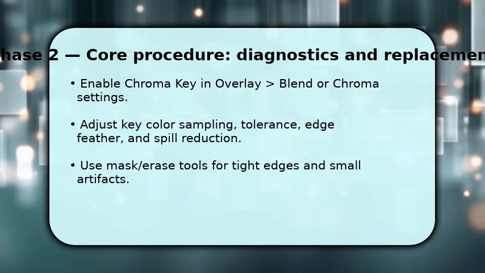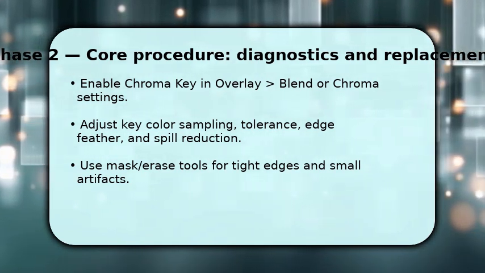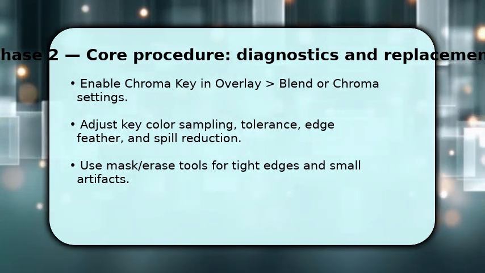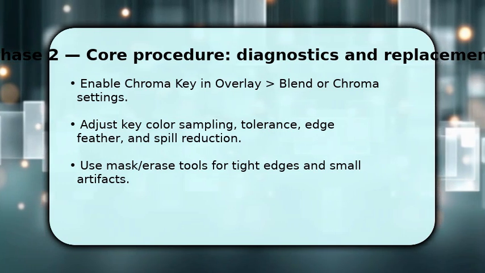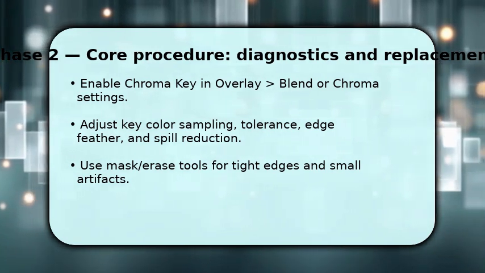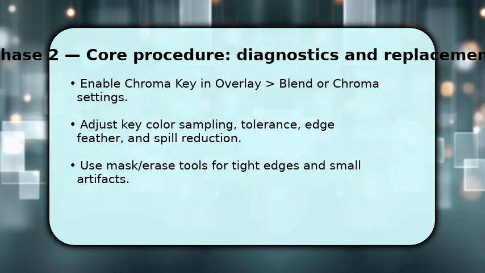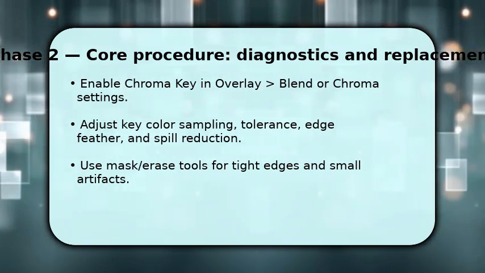Then tweak edge feather and spill reduction to soften transitions and suppress green spill on skin or reflective objects. If the automatic key misses areas, use the mask or erase tool to draw around the subject for a clean composite, because precision here makes the final shot believable.